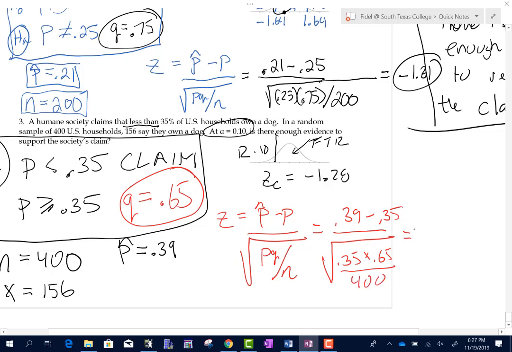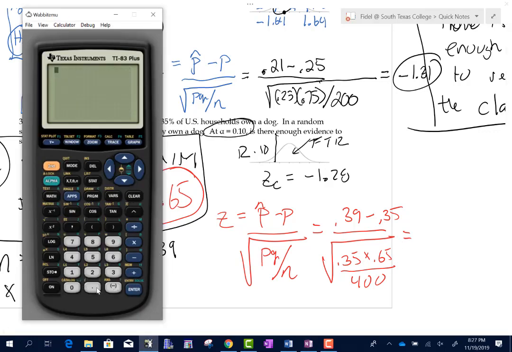400, right? Okay. So I'm going to grab my calculator. Let's clear that out. Let's see, 0.39 minus, what is it, 0.35? 0.04, good. Divided by the square root. We're going to take 0.35 times 0.65. Divided by, what was our N? 400. Yes, sir. Okay, and enter. Guys, y'all coming up with 1.68? Right? 1.68 if I round to 2 decimal places, right?